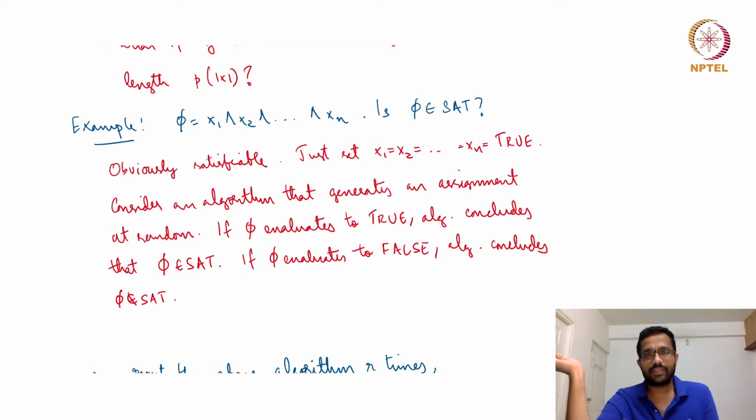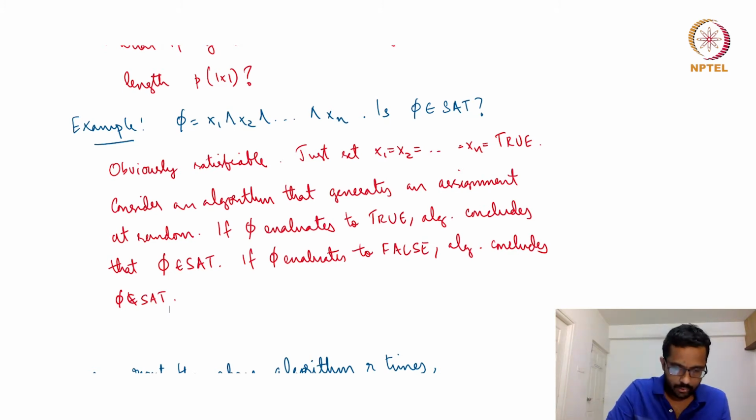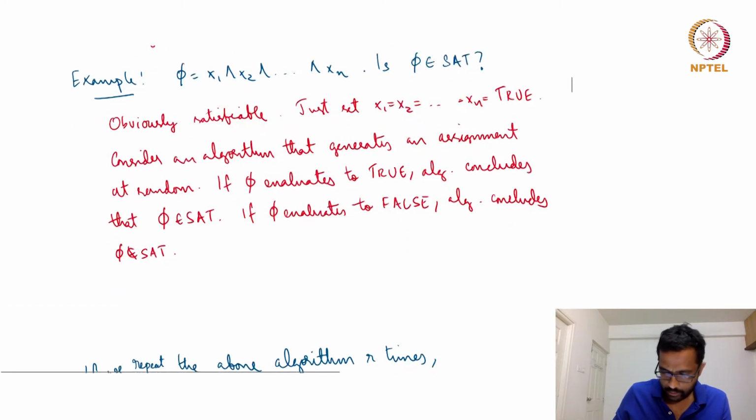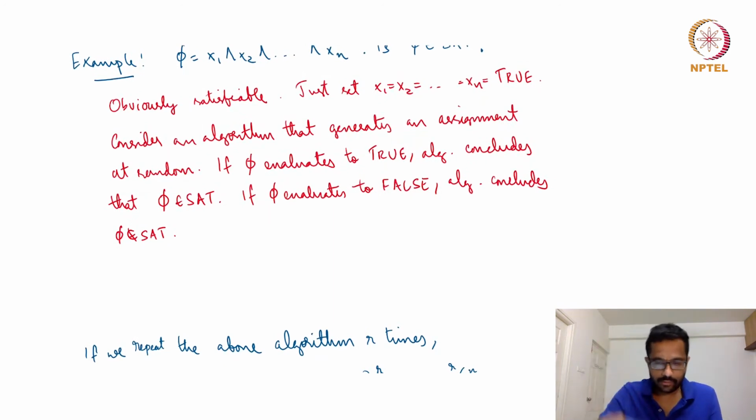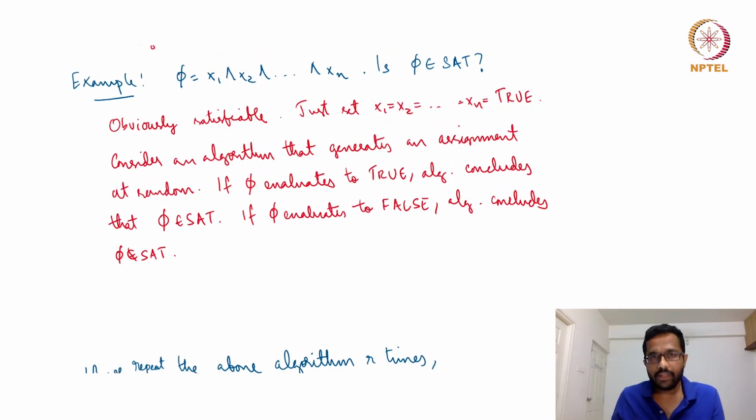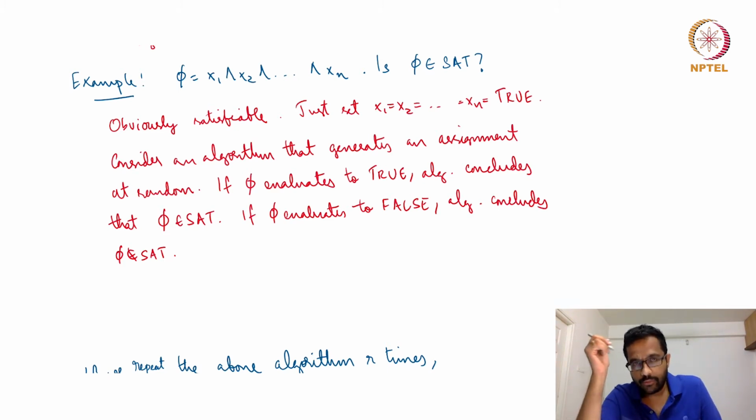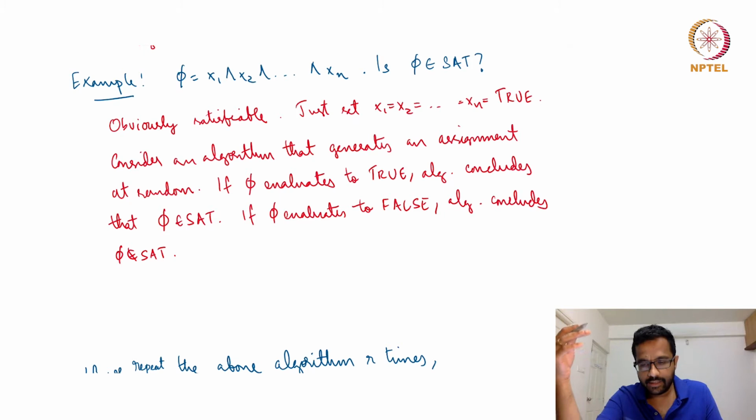So it generates a random assignment, it evaluates phi, right? So now let's see what happens in this case. You may be able to guess now what is likely to happen. So the formula is just an AND formula. How many assignments are there? There are n variables, so 2 power n assignments are possible. How many of them? So phi, as we saw, is obviously satisfiable. We want the algorithm to conclude that phi is satisfiable. How many of the randomly generated assignments lead to the conclusion that phi is in SAT?